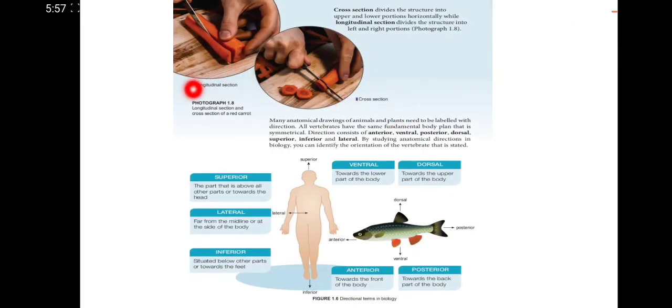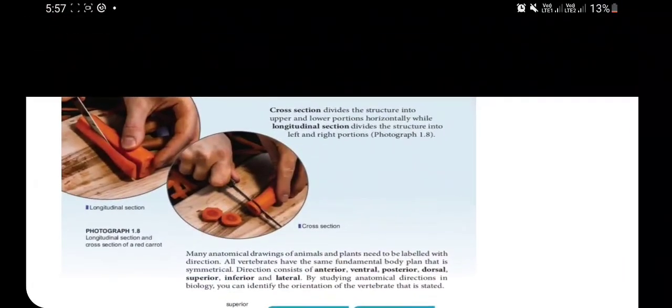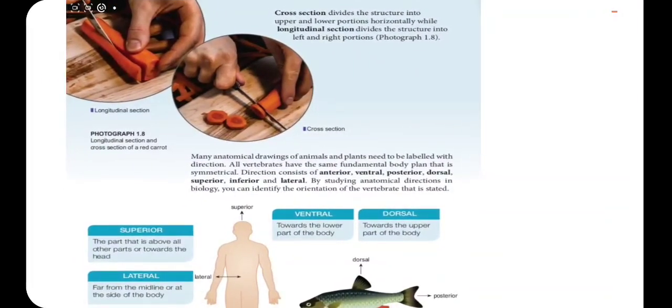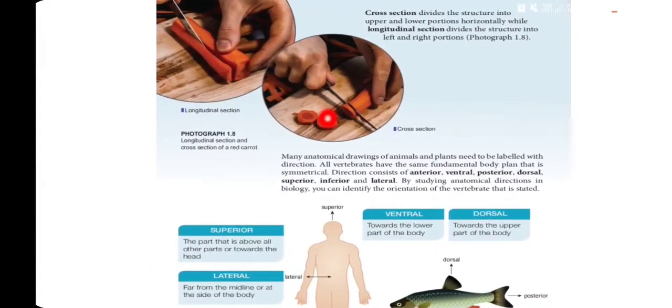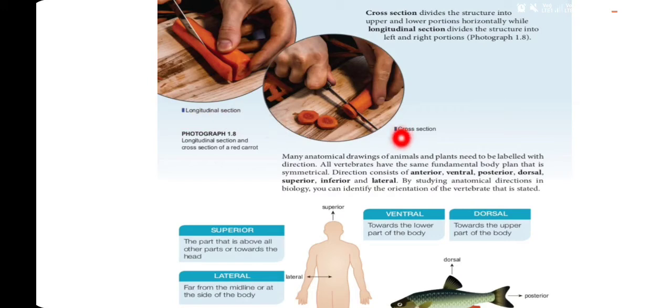Seterusnya kena tahu juga ini longitudinal section dengan cross section. Kalau kita potong, for example dalam gambar ini dia cut carrot kan. So kita ada longitudinal section, cross section. Kalau begini cross section, dia cut into upper and lower portion horizontally. Kalau longitudinal section, dia divide into left and right portion.